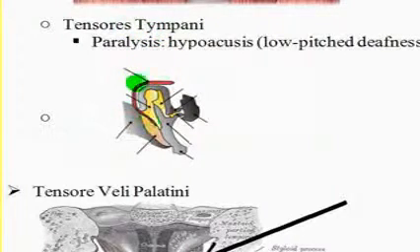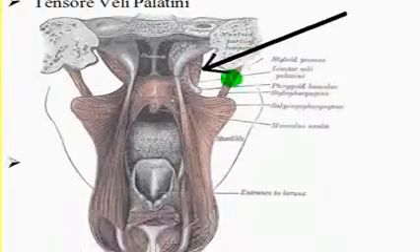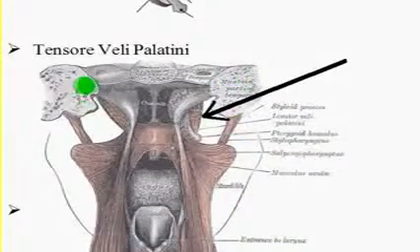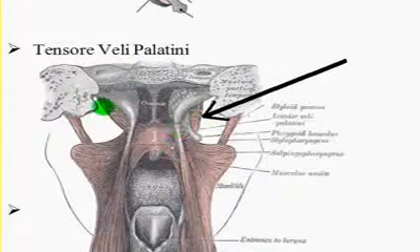If you paralyze it, it's going to cause hypoacusis, which means you don't hear low-pitched sounds. Another muscle that it innervates is the tensor veli palatini, this muscle here. Big arrow.